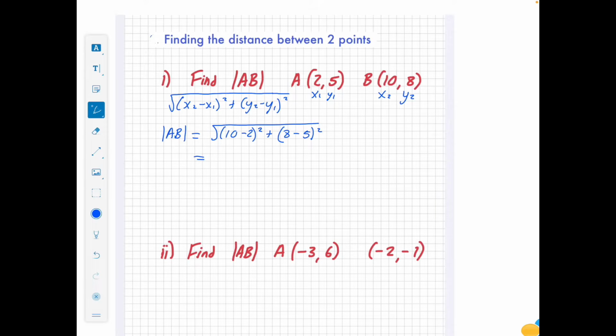squared. Now I'm going to put all that into my calculator exactly the way I have it there. So things like the bracket is really important. 10 minus 2 to be squared plus 8 minus 5, all to be squared. That is going to give me an answer of the square root of 73.